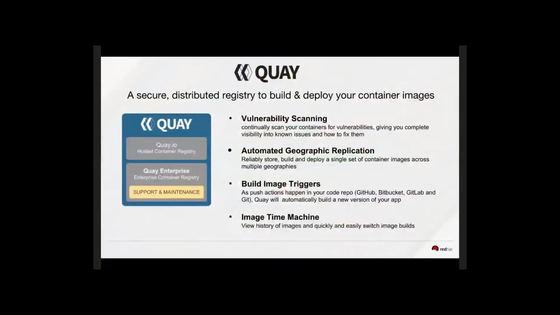Quay is a secure distributed registry to build and deploy your container images. It speaks the container registry protocols, Docker v1 and v2. You can use it with any Docker CLI, and you can, of course, use it with OpenShift to store your container images and manage them there. There are two tiers that we support. We have Quay.io, which is our SaaS version.